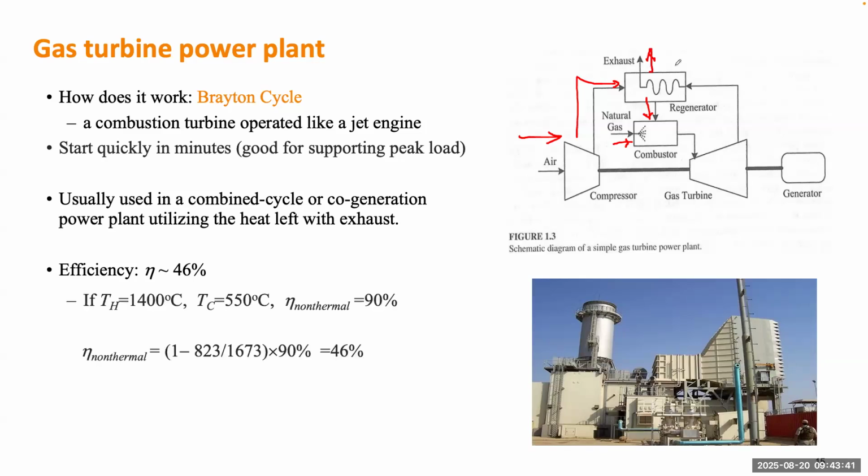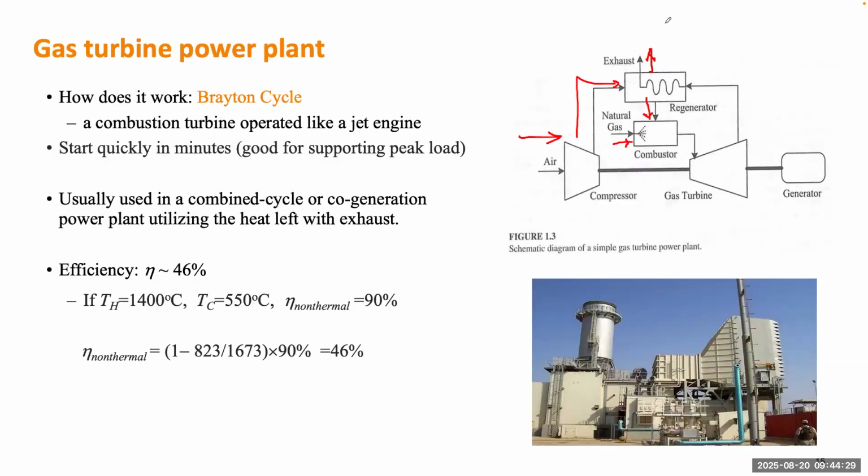Let's just do a quick calculation. If I can increase the temperature of the combustor inside to 1400 degrees C, and the air leaving the engine is very high, 550 degrees C, and if the overall non-thermal efficiency is higher, like 90%, because the design can be very small compared to the large size of the steam turbine, then by using this formula, both the low temperature and high temperature largely increase. So that will give you about the same efficiency.